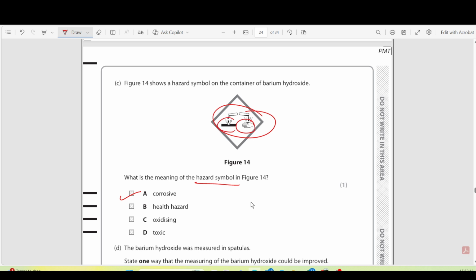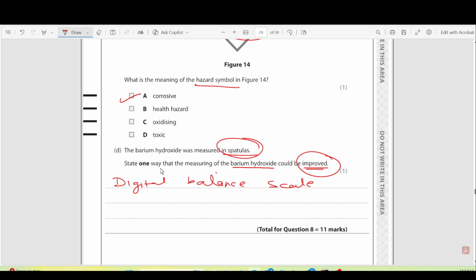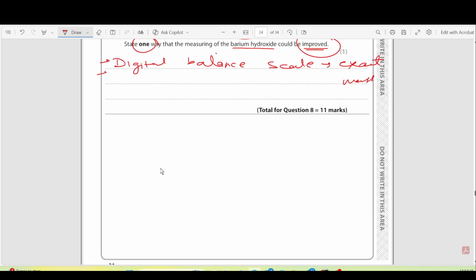The barium hydroxide was measured using a spatula. Give one way that the measurement of barium hydroxide could be improved. So in the above experiment, they used a spatula, right? We have to give some other way which can improve the measurement. We can use a digital balance or scale, which gives us exact mass, or we can use a measuring cylinder. It says one way, so you can write either one of them.